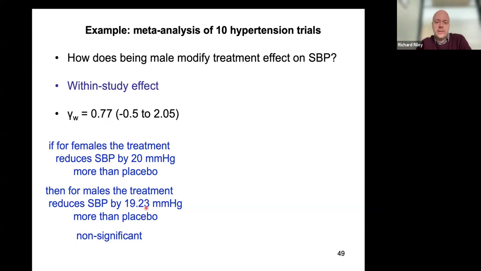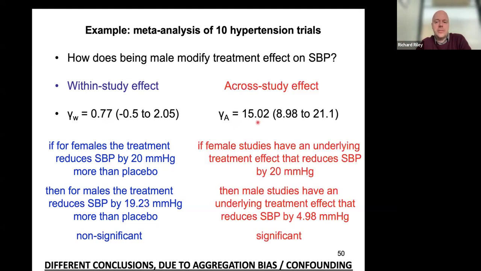But if we looked across trials to see how the overall treatment effect changes as the proportion male changes across trials, we would find this interaction. 15, highly significant. This would lead us to think that actually there possibly is a difference between males and females. So essentially what this means is if your study only recruited females and that study had a treatment effect of 20, then a study that only recruited males would have a treatment effect of 4.98. Now that's very dramatic, but it's completely wrong. It doesn't reflect the individual level at all. There is no difference between males and females.